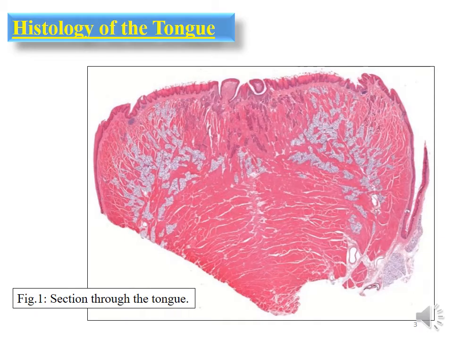So we start with the histology of the tongue. First, this image shows a general view of a section through the tongue, showing several features. We have epithelium, we have glands, here glands and here glands, and we have muscles. And of course, one must not forget that in the tongue, we have papillae. So we are going to look at these structures and features in more detail.